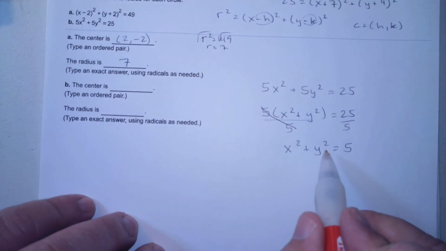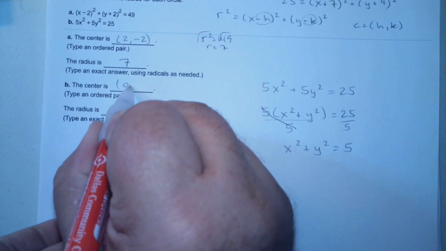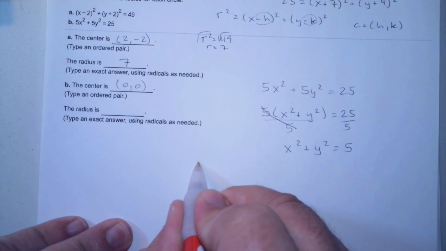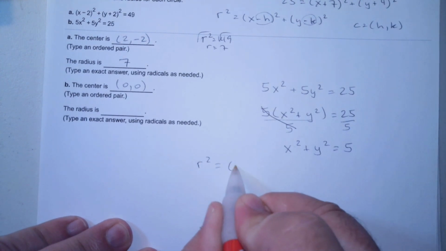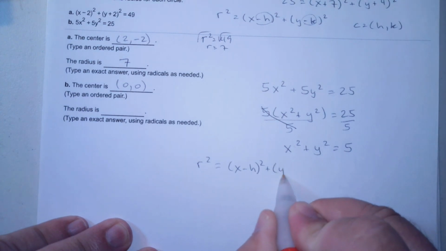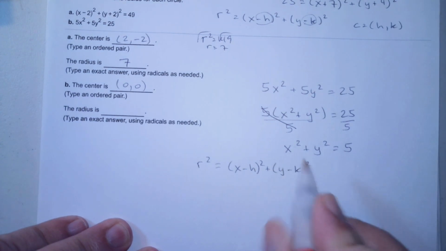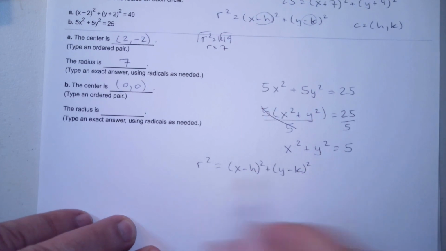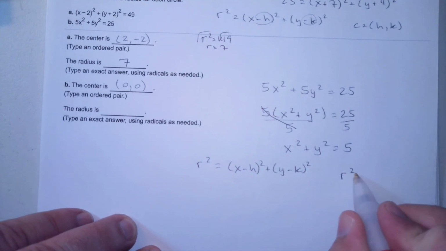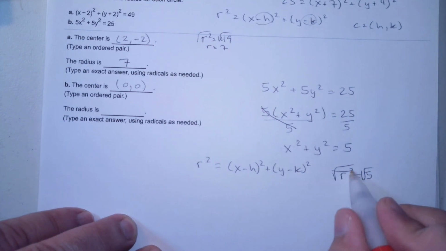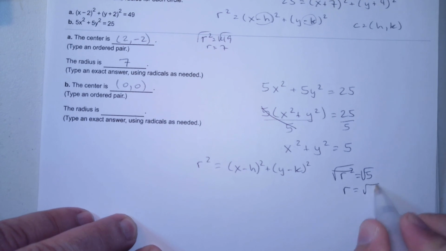There's no plus or minus inside there, so it's at 0, 0. And we're supposed to have r squared equals (x minus h) squared plus (y minus k) squared. If there's no plus or minus, that means h and k are both 0. Now, if r squared equals 5, then r is equal to the square root of 5.